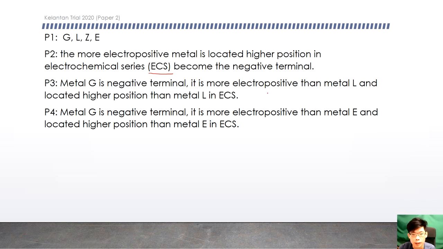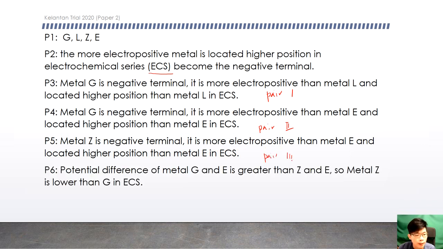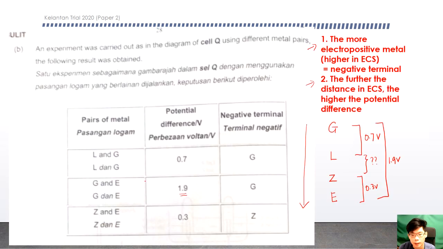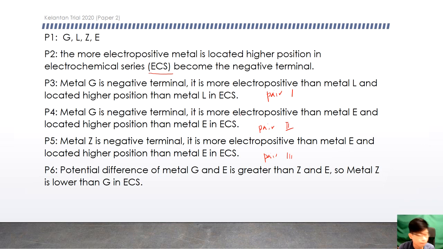So this one is pair 1. This one is pair 2. Then metal Z is a negative terminal, so it is more electropositive than metal E and located higher position than metal E in the ECS. So this is for pair 3. Then potential difference of metal G and E is greater than Z and E. So metal Z is lower than G in the ECS. So the position of Z won't be higher than L. So there are 6 points here.